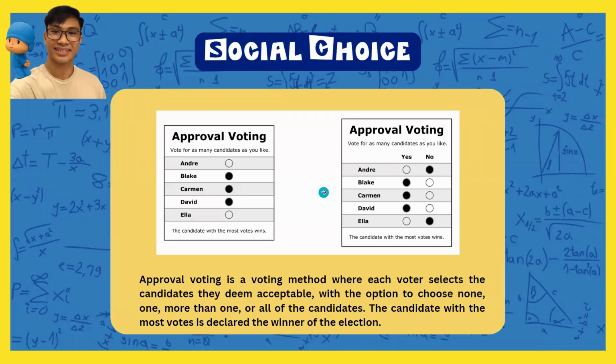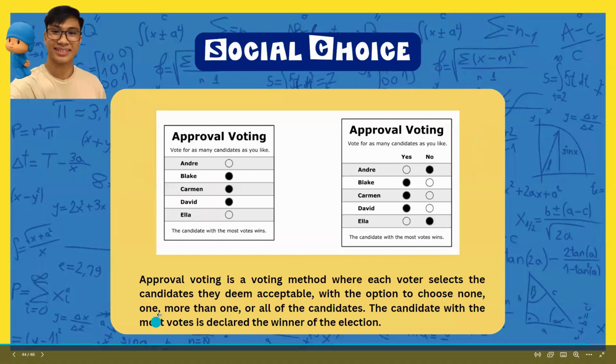So next naman is the approval voting. So approval voting is a voting method where each voter selects the candidate they deem acceptable with the option to choose none, one, more than one, or all of the candidates. So the candidate with the most votes is declared the winner of the election.